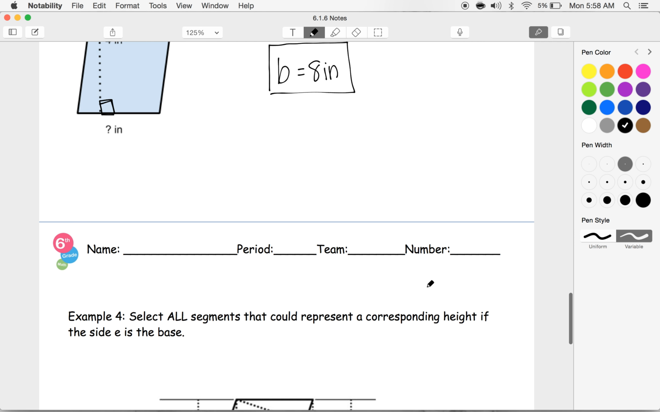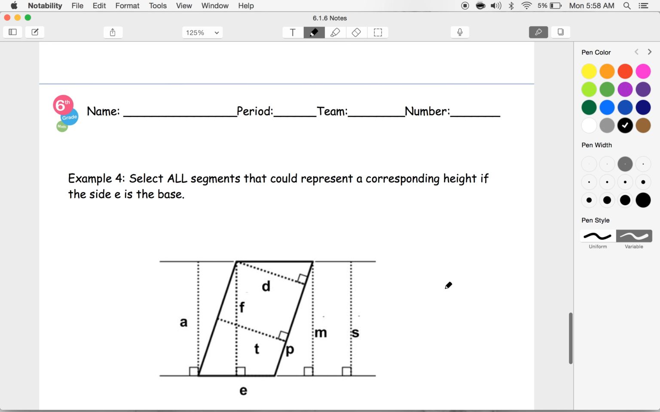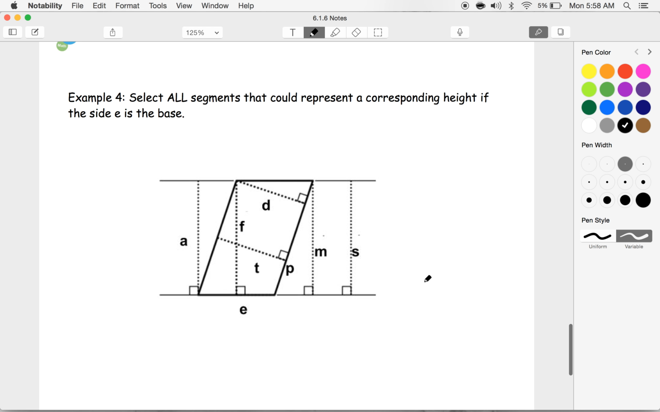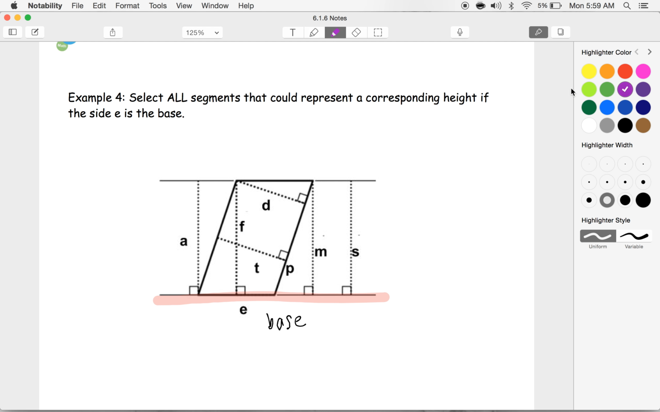All right, coming down here, select all the segments that could represent a corresponding height if the side E is the base. So we're going to take a look at E down here. We're going to assume that this is my base. If this is my base, I need to find all the sides that make 90 degree angles with it.